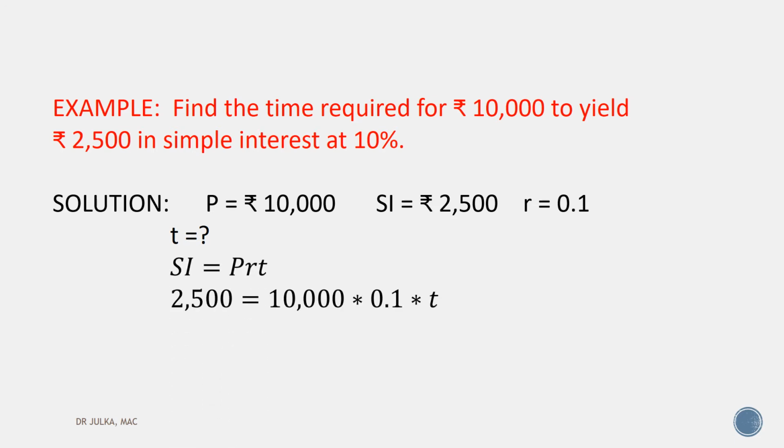We know that simple interest is P into R into T. Here simple interest is 2,500, principal 10,000, rate of interest 0.1, and time is unknown. By calculating this, we will get the time as 2.5 years.